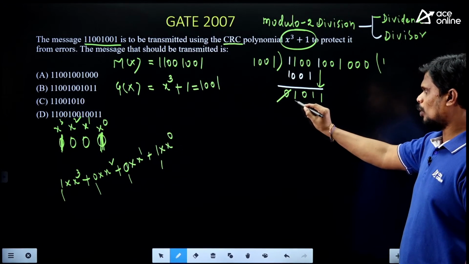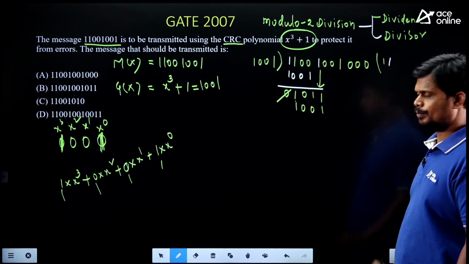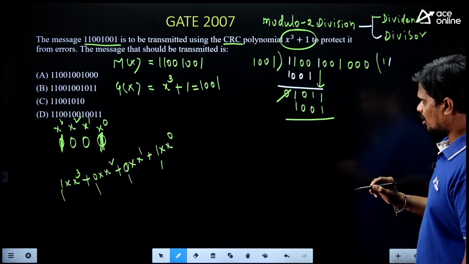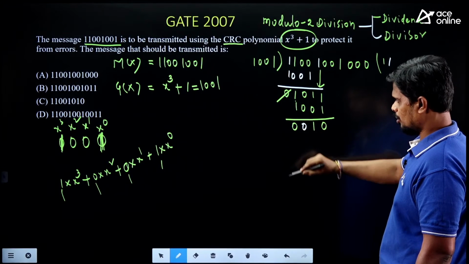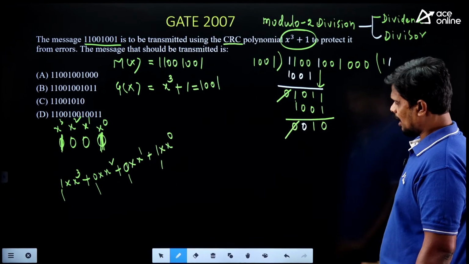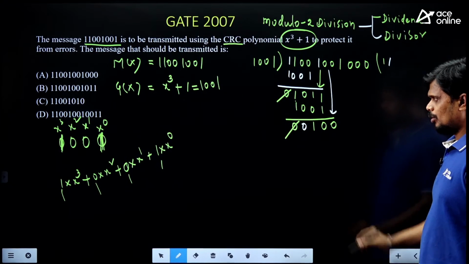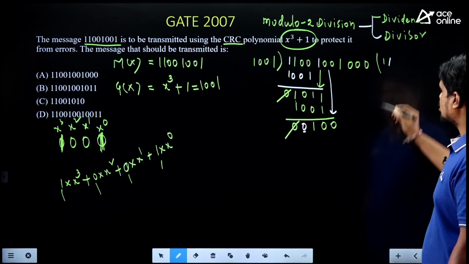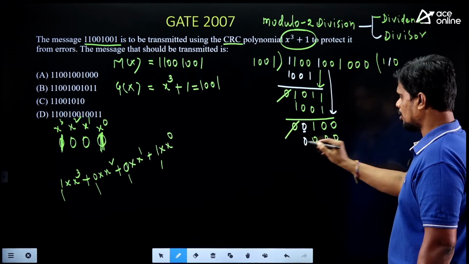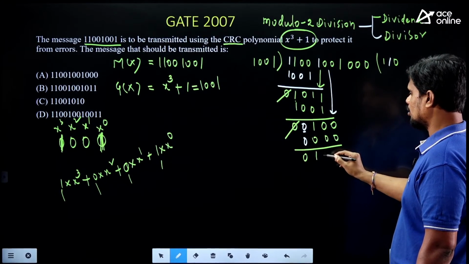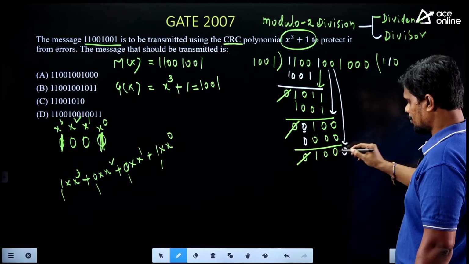Now the MSB bit is 1, so the quotient is also 1. 1 into 1001 is 1001. Then performing the XOR operation again, we get 1 1 0 and so on. This 0 gets cancelled, and this 0 we bring down to here. Now the MSB bit is 0, so the quotient is 0. 0 into anything is 0, so 0 0 0 0. Then the result is going to be 0 1 0 0. This 0 gets cancelled, and this 0 we bring down to here.